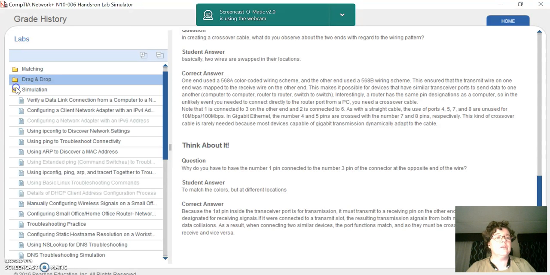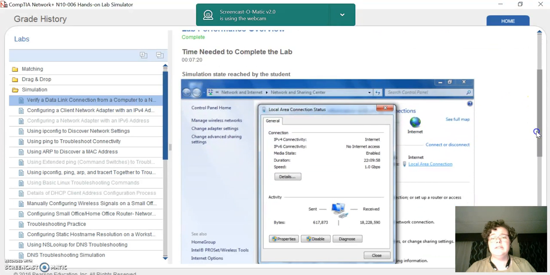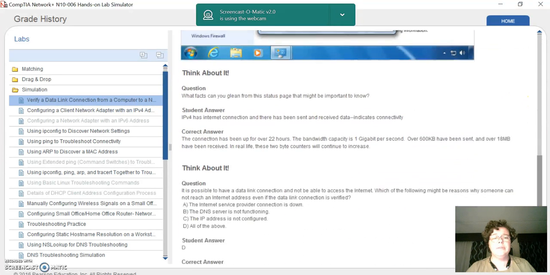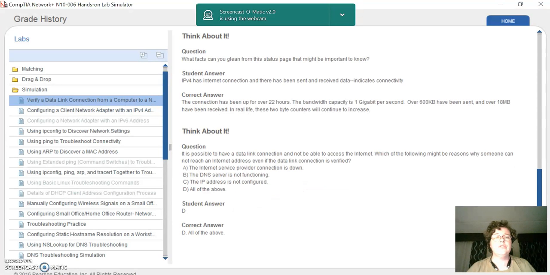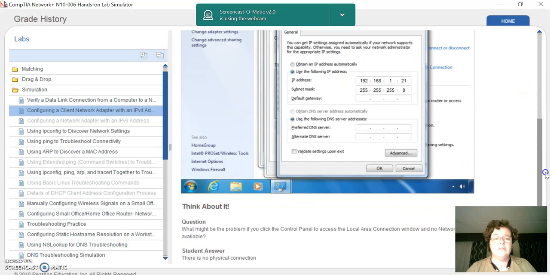All right, simulation. So verifying a data link. This one, I completed it. Most of these simulations were a matter of completing them and then answering the questions. I did that one. You can see the results there. Configuring a client. This one's complete. Here's all my information.